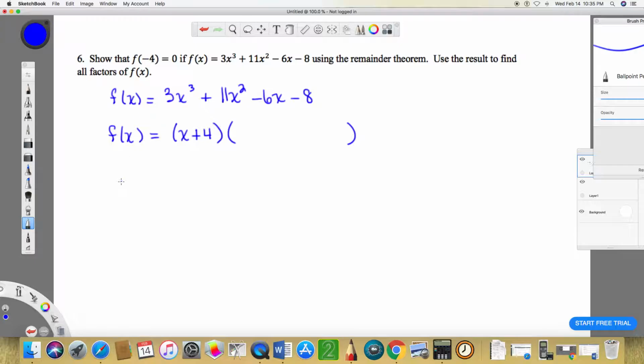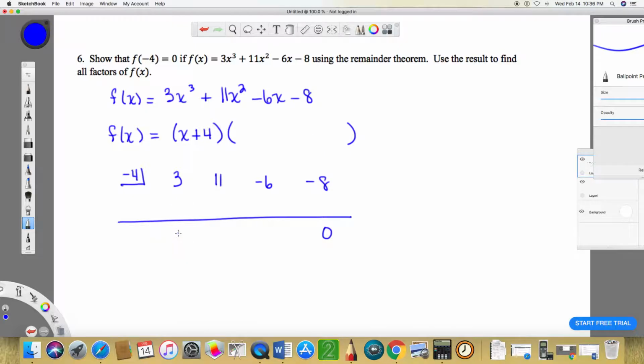Because this -4, let's make sure that our function is in standard form and that there's no missing power. So it goes 3, 2, 1 and a constant. So that's good. So we've got 3, 11, -6, and -8. If this is a true statement, I'm expecting this to be a 0. What I want is these other numbers, because that's going to help me with factoring this.